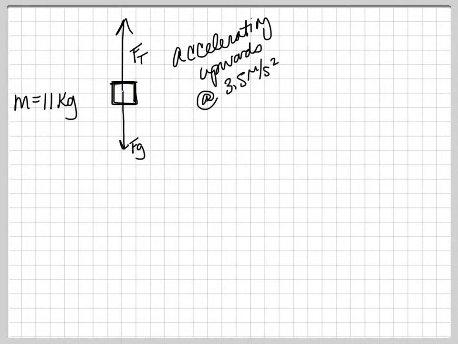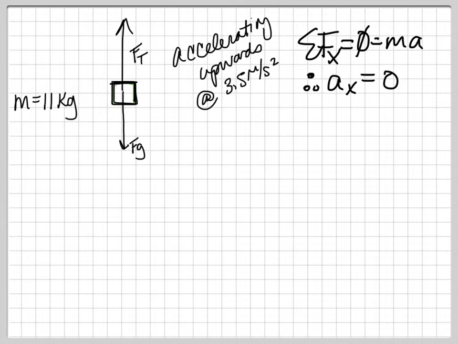Well, yeah. But the force of gravity is equal to mass times gravity, mg. Okay, well, how about this? We start with the sum of forces. Based on what we're told, let's start with the sum of forces on the x. Are there any lateral forces here? Nope. Sum of forces on the x equals 0, and that equals ma. Therefore, acceleration on the x-axis is 0.